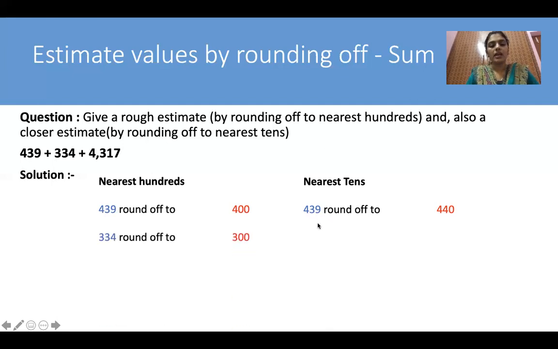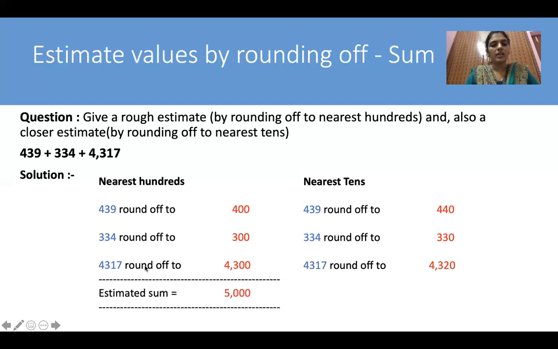Now similarly we can do this with the number 334. As it is closer to 300, its rounded off value to the nearest 100 is 300. Similarly we can find the value to the nearest 10: as 34 lies nearer to 30, its estimated value to the nearest 10 is 330. Similarly, we can find the value of the third number.